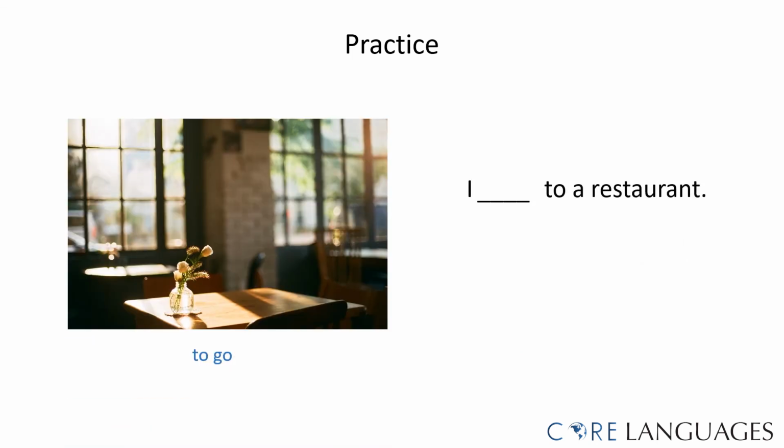And how about this sentence? The verb is to go. I gone to a restaurant, or I went to a restaurant. To go is an irregular verb. The correct sentence is, I went to a restaurant.